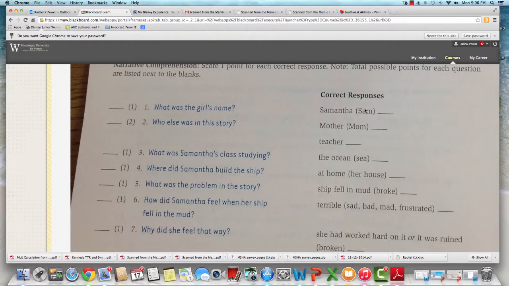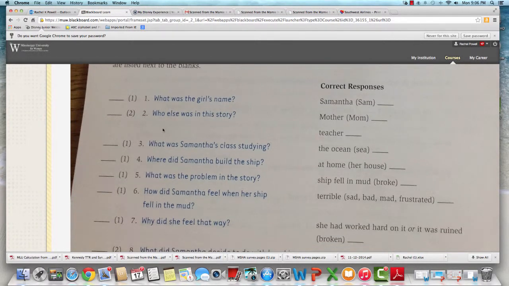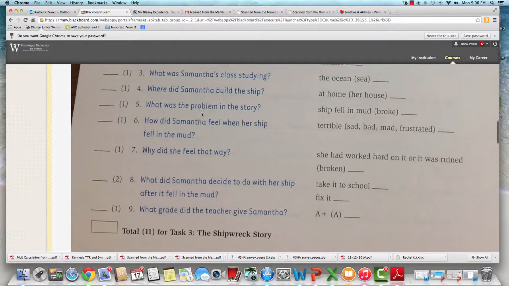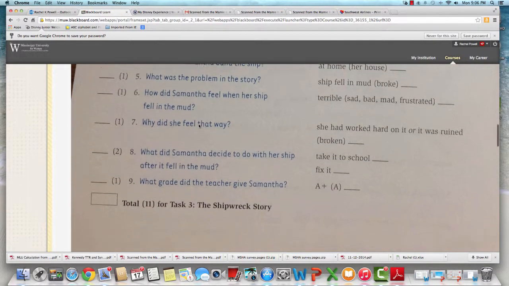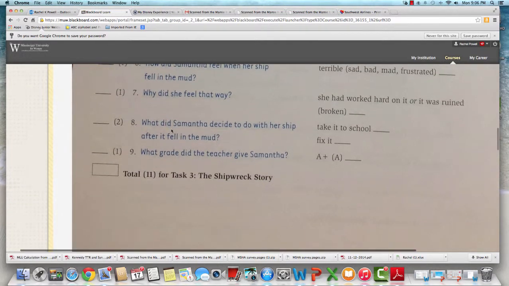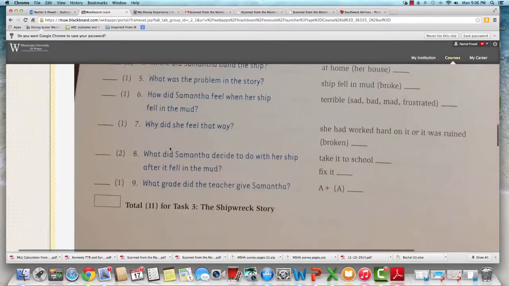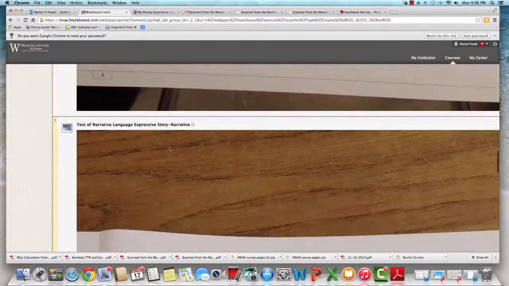She didn't get a score for the girl's name because she didn't say Samantha. She's got 2 points, 1 point, 1 point, 1 point, 1 point, 1 point. I think she got 1 point here because she said she was going to fix it. She didn't have the process to take it to school, and 1 point. So she had a total of 9 points. And then this is a norm-based test, so you can actually get a standardized score for that.